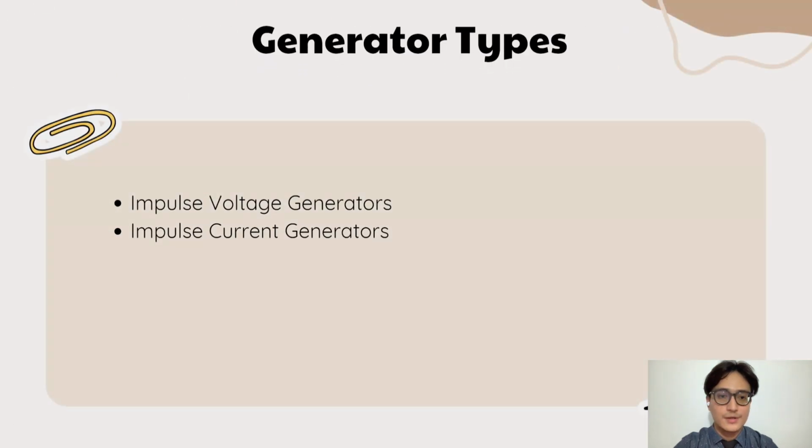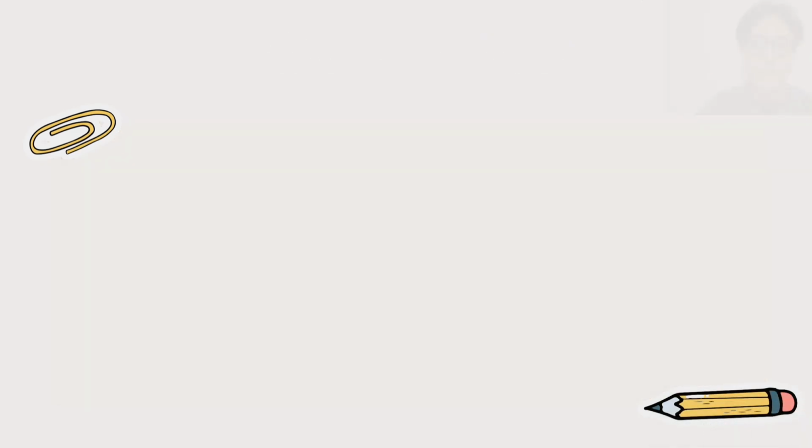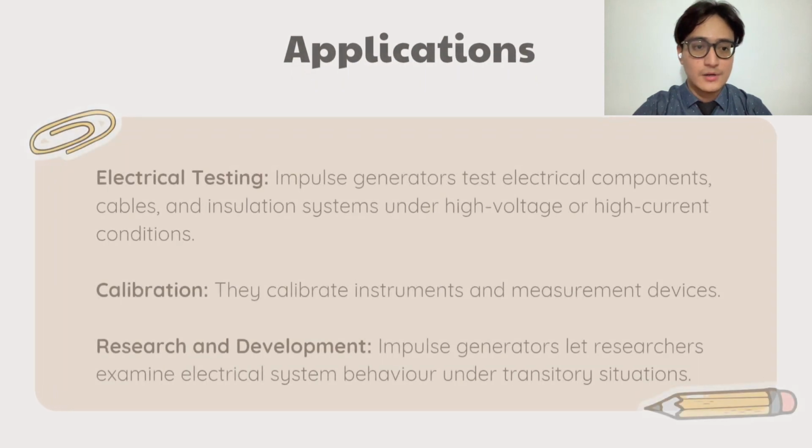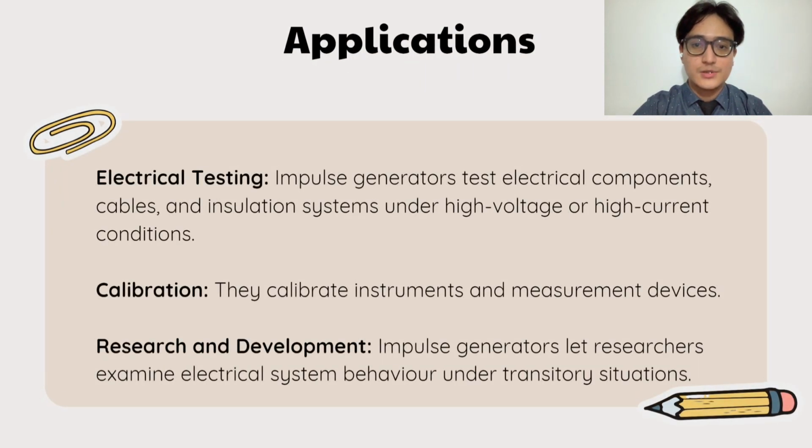There are 2 types of generators. The first one is impulse voltage generators and the second one is impulse current generators. As for applications, the first one is electrical testing. Impulse generators test electrical components, cables and insulation systems under high voltage or high current conditions. The second one is calibration. They calibrate instruments and measurement devices. The third one is research and development. Impulse generator lab researchers examine electrical system behavior under transitory situations.